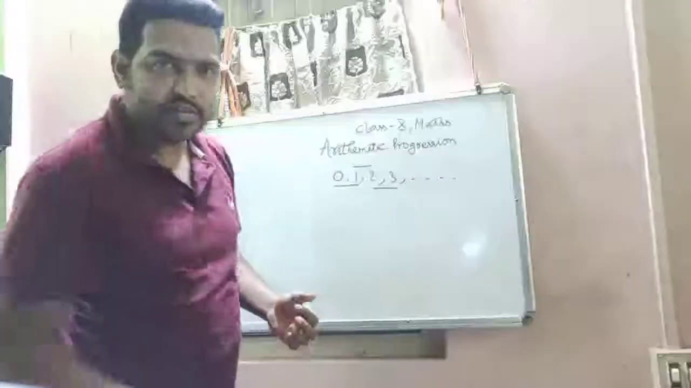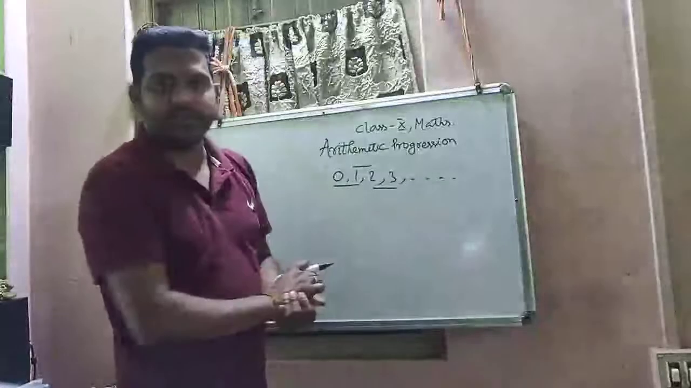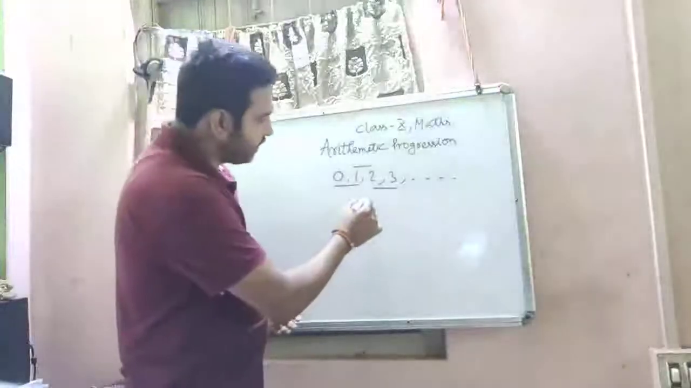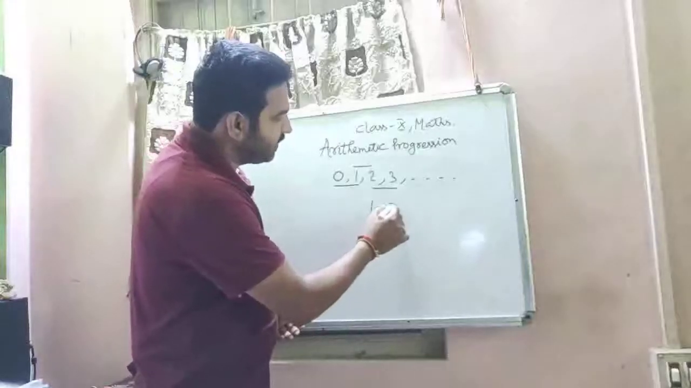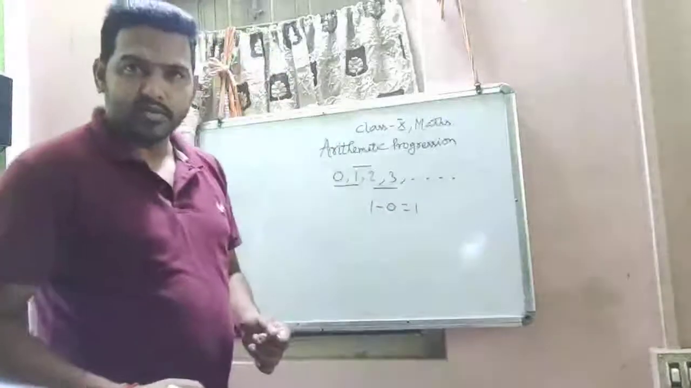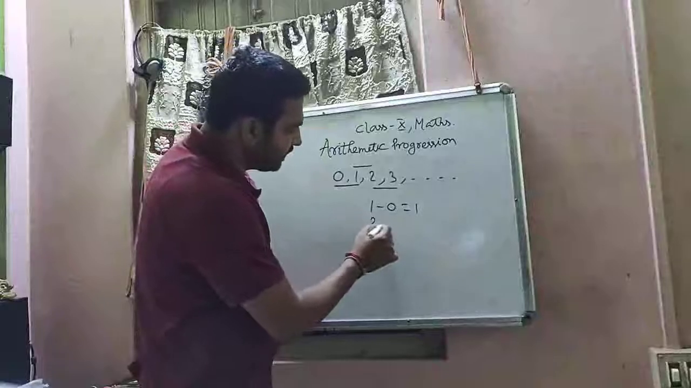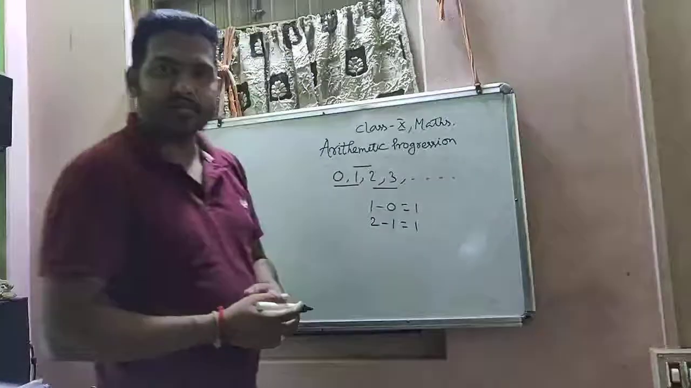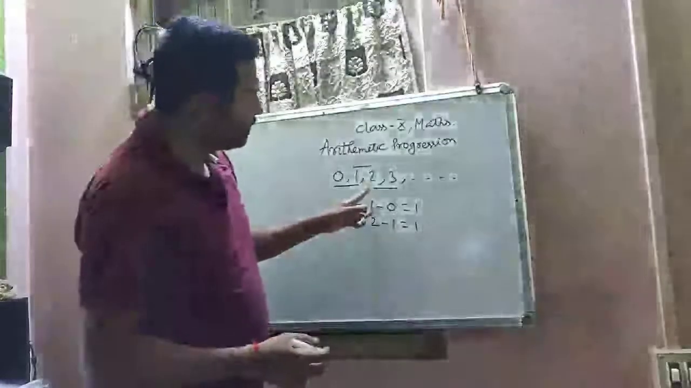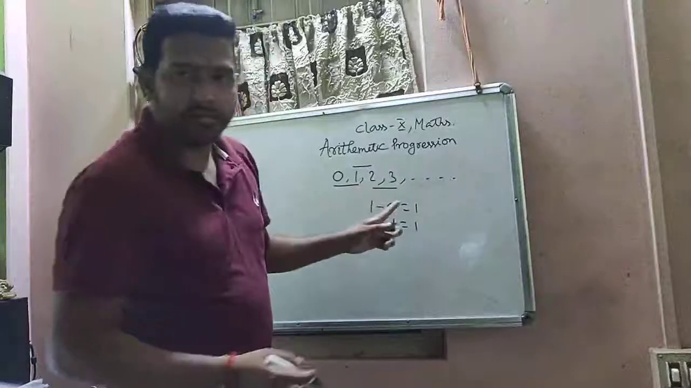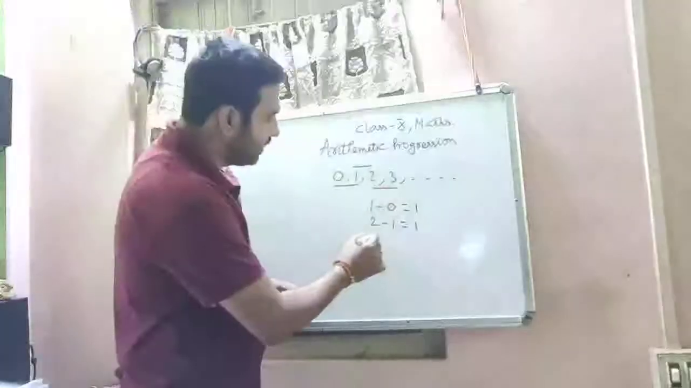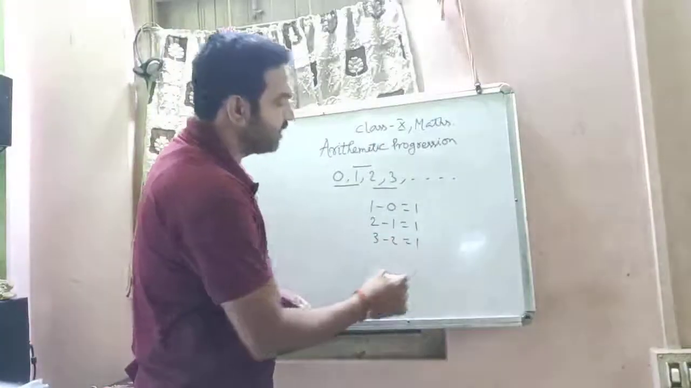How to get the difference? The second term minus the first term. So if you subtract 0 from 1, that is 1. Look at the next pair, 1 and 2. The difference is again 2 minus 1 is 1. The difference between the numbers present in the third pair, 3 minus 2, is also 1.